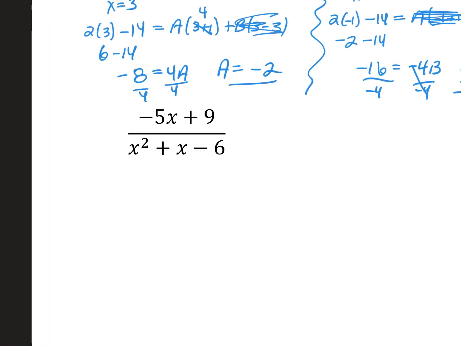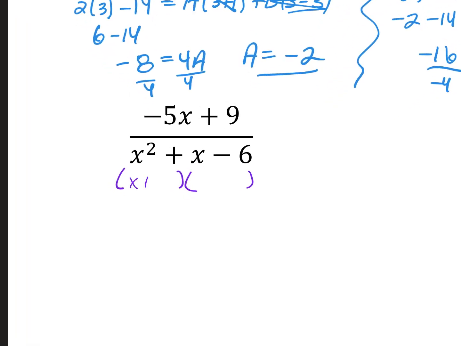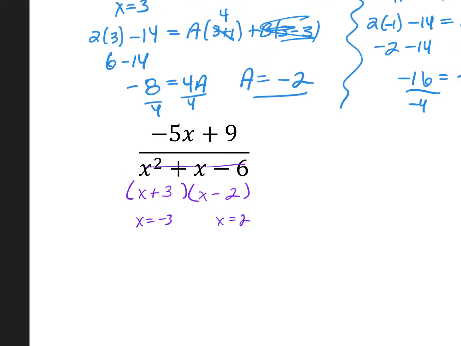All right, next problem. They want us to find the partial fraction decomposition. So the first thing we have to do is factor the denominator. When I factor the denominator, what times what gives me a negative 6 when I multiply, but a positive 1 when I add? X plus 3, x minus 2. Good. So I'm going to go ahead and solve, and I'm going to say, okay, when I evaluate, I'm going to use x equals negative 3 and x equals 2.